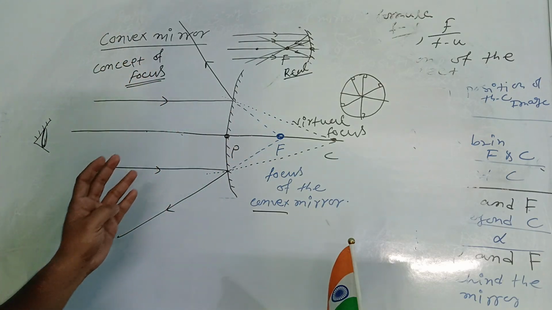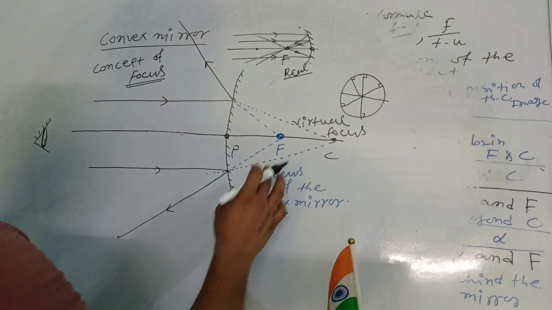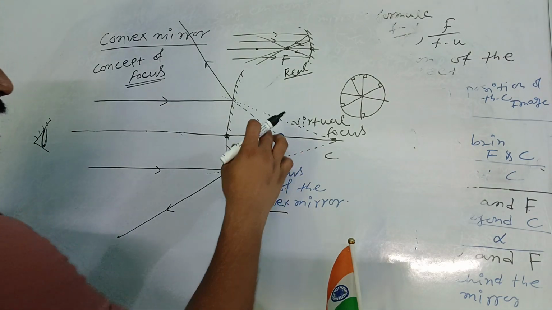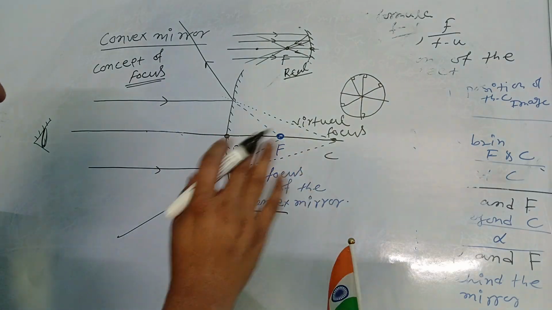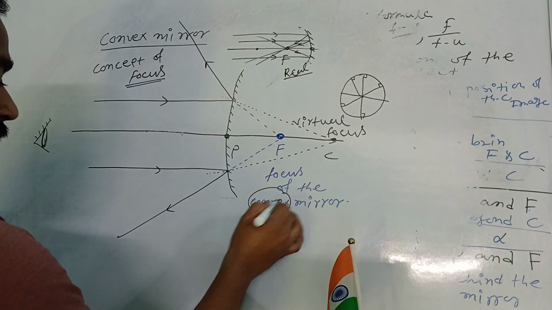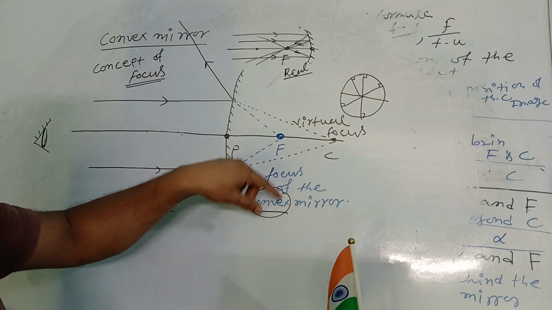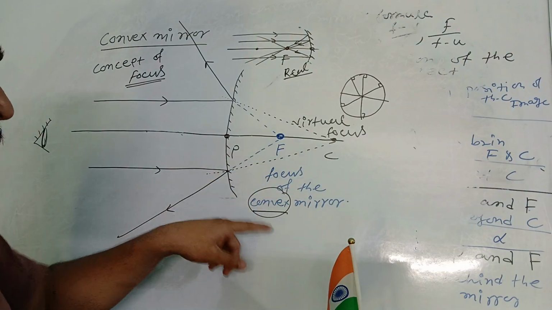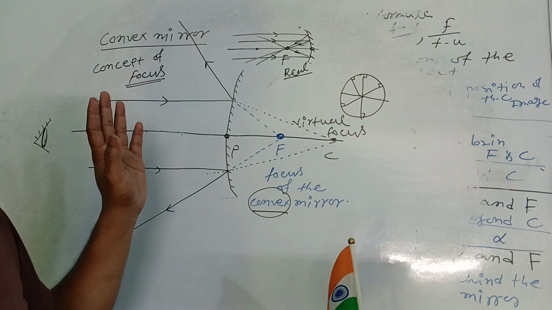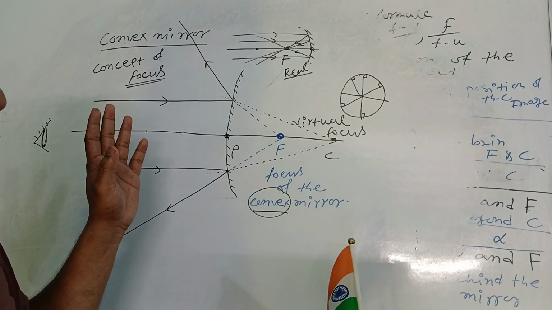Is it clear? Okay, good. So what is this? This is the virtual focus of the convex mirror. This is the focus of the convex mirror, and for a convex mirror the focus is virtual. Is it clear?